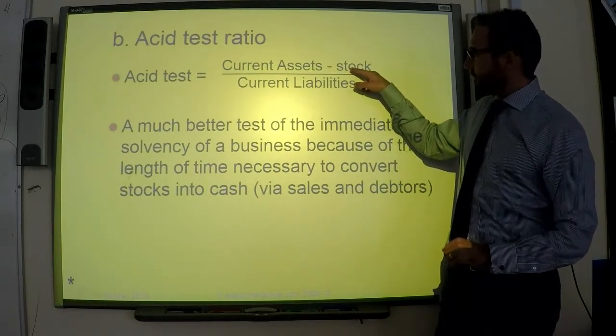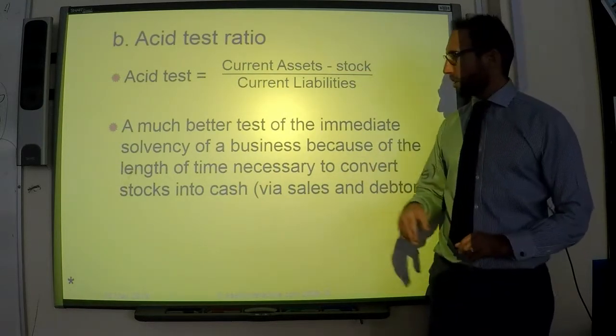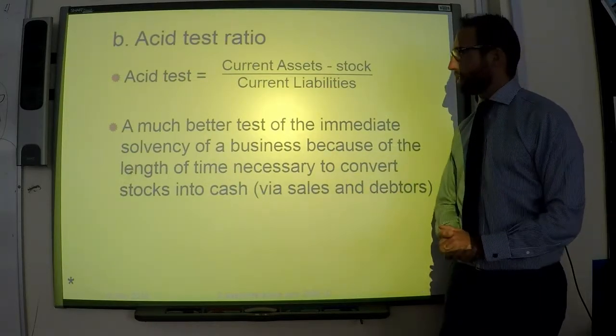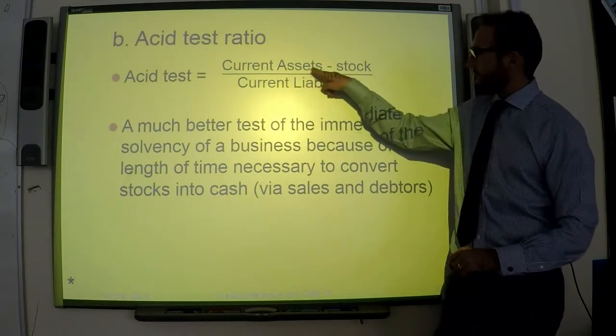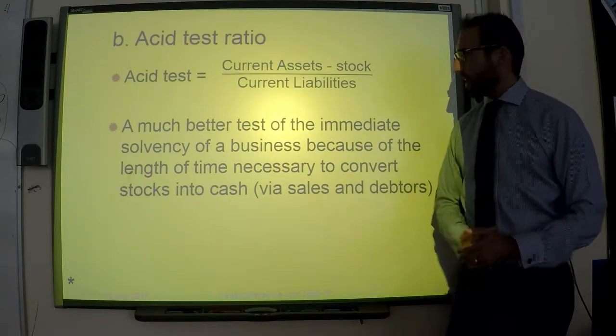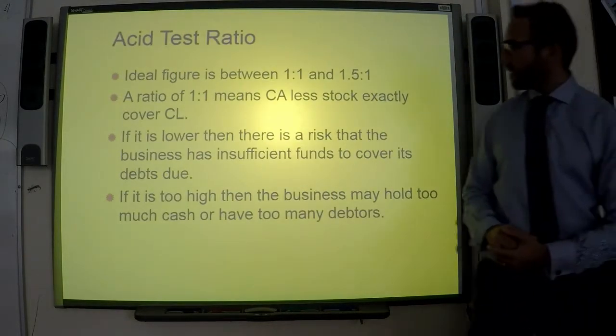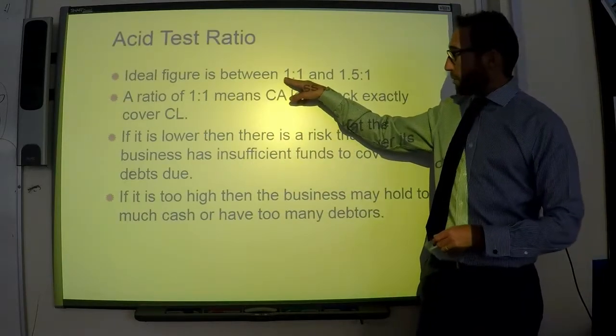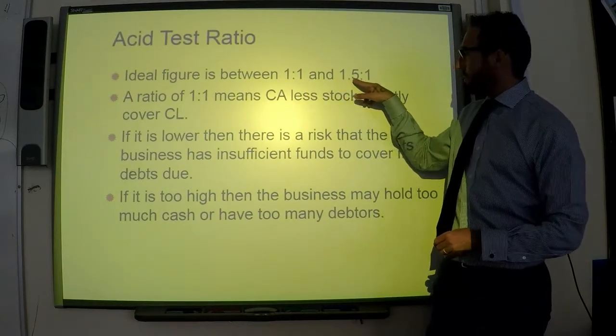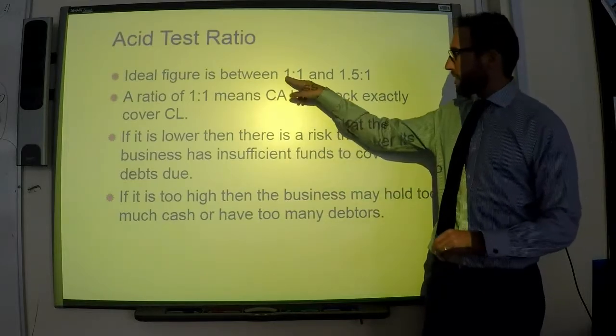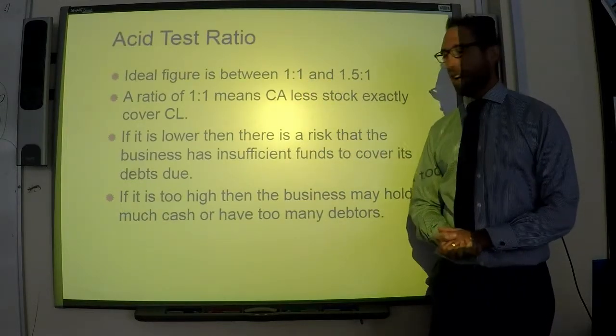So with the acid test ratio, we exclude stock, and then we look at, can we pay our current liabilities? So the acid test ratio, we do current assets minus the stock divided by current liabilities. This time, the ratio needs to be between 1 to 1 and a maximum of 1.5 to 1. So no less than 1 to 1 and no higher than 1.5 to 1. Okay?